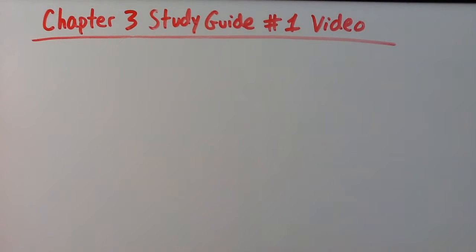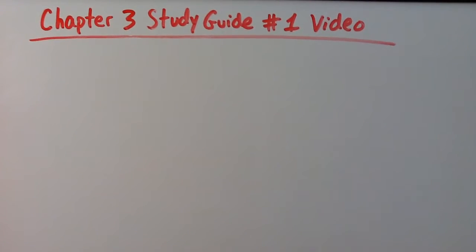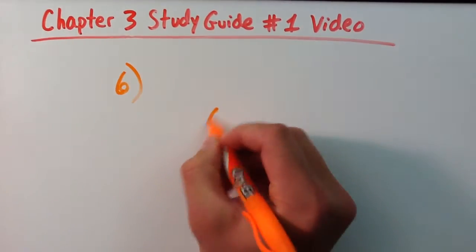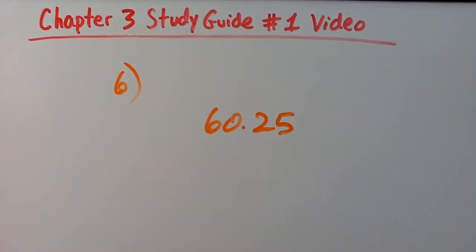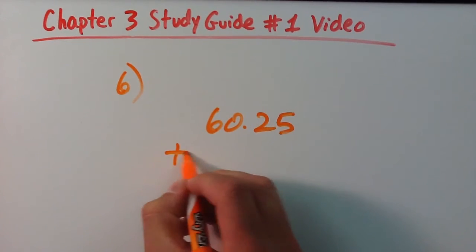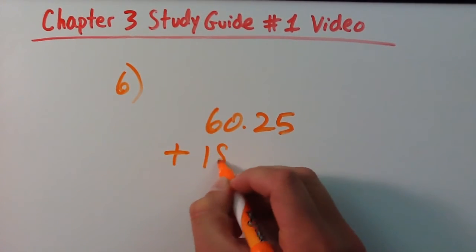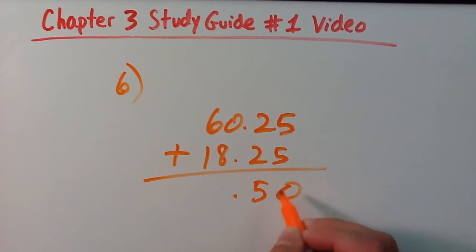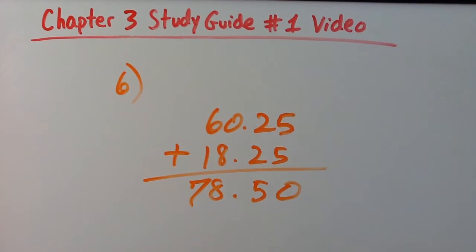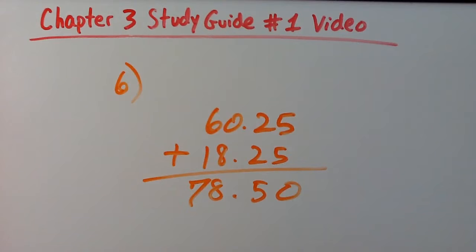Okay, number 6, it says Noah had $60.25. So he had $60.25 in his bank account on Monday. He deposited $18.25, and if you deposit money, money is going in, so he put $18.25 in, right? So if I add these together, now he has $78.50 in his bank account.